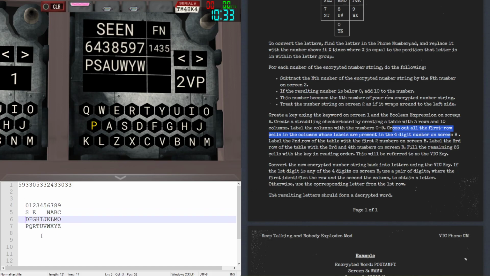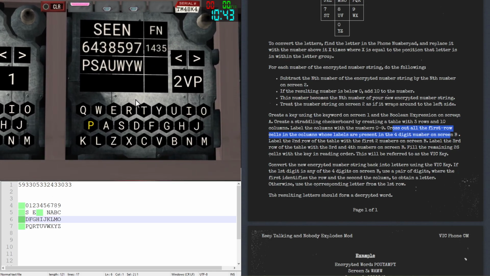The other thing about this is that the first row doesn't have anything labeled, but the second row is labeled with the first 2 digits of the numbers shown on screen B. So this turns into 14, like so. And the next one is labeled with 3 and 5. Or we can keep all these together. Doesn't really matter. Make sure this is in the right spot here. Yep. And then we're going to convert the new encrypted number that we've basically done into letters using this key.